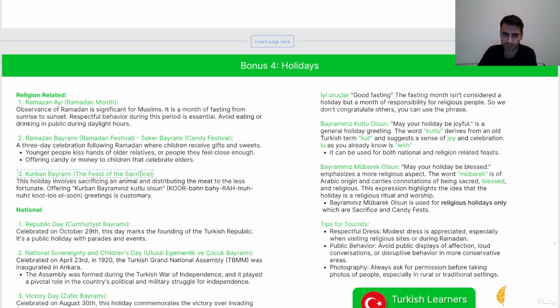Kurban Bayramı is the sacrifice feast. People cut sheep, cow, chicken, depending on their economic situation, and share this meat after preparation or without cooking, raw parts, to their relatives, family members, neighbors maybe, and poor people also. It's important to give to poor people.